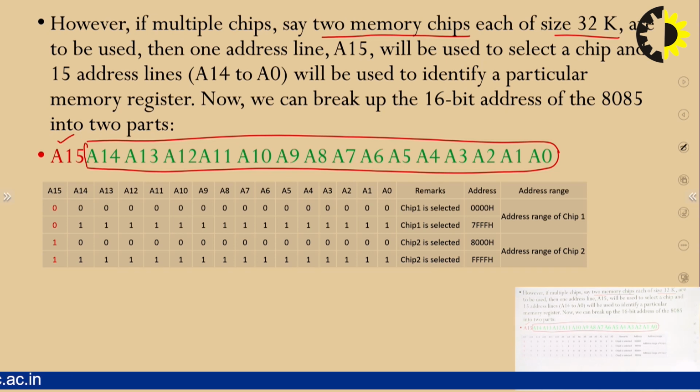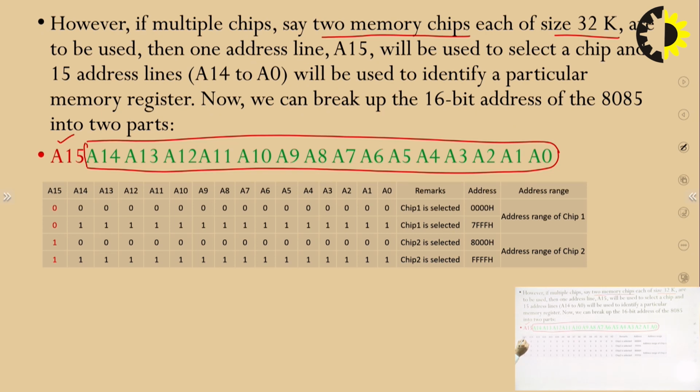Here you can see that when the value of A15 address line is 0, then chip 1 is selected. That is, for memory chip 1, the value of A15 address line will be 0, and the value of all other address lines may change from all 0 to all 1. Similarly, for chip number 2, the value of A15 address line will be 1, and the value of all other address lines may change from all 0 to all 1. When the A15 address line has value 1, chip number 2 will be selected.